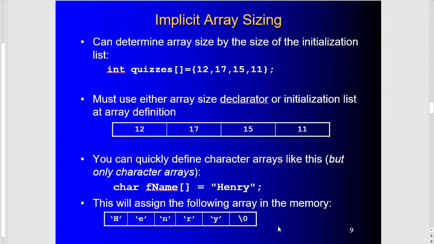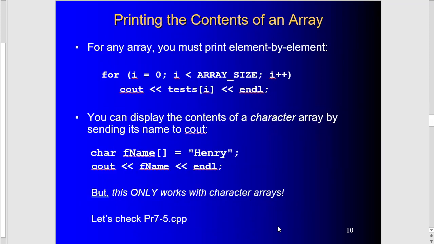So once we've defined and initialized fname, we can easily use a cout statement to output the entire array by using just the array name. Now, it is important that you know that this only works for arrays of characters. If you want to output all of the elements in any other array type, you have to output them using a for loop as shown here in the first bullet. Notice this for loop iterates through every single item in the tests array and outputs each of those items.